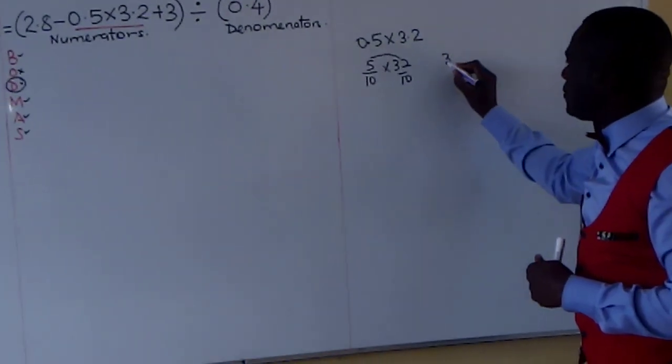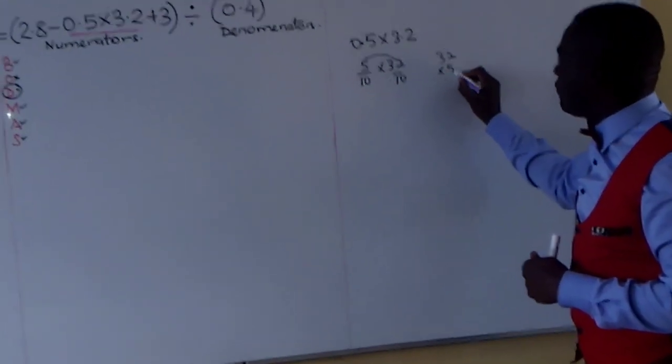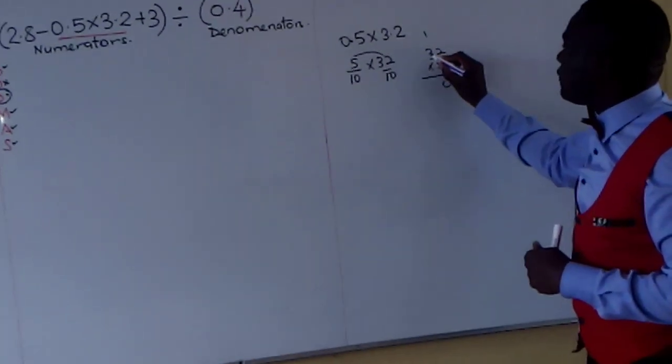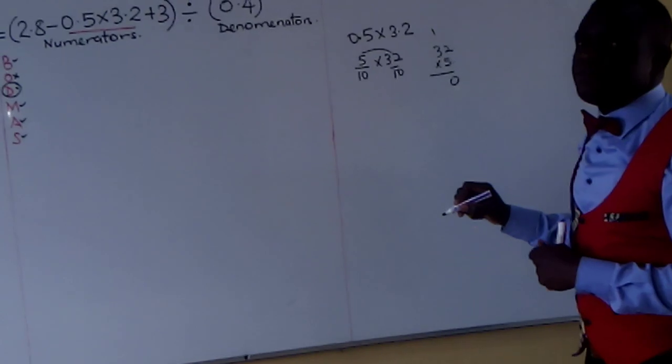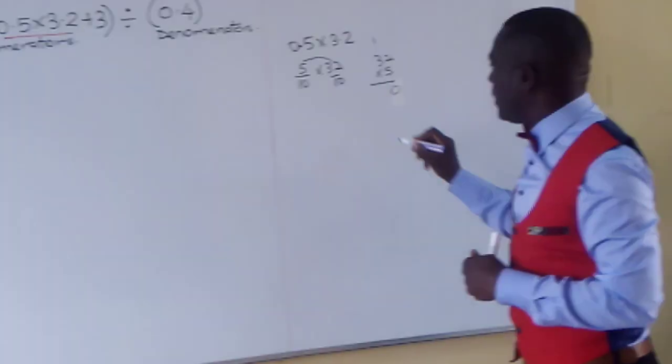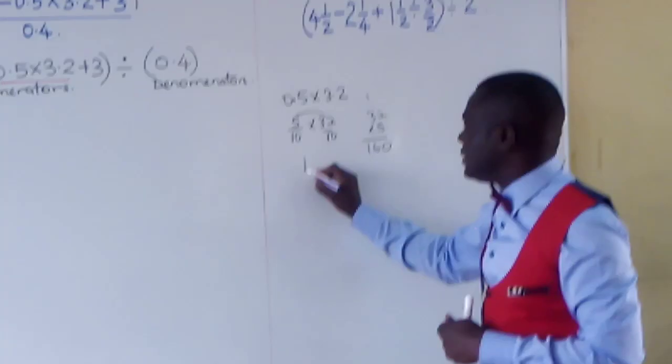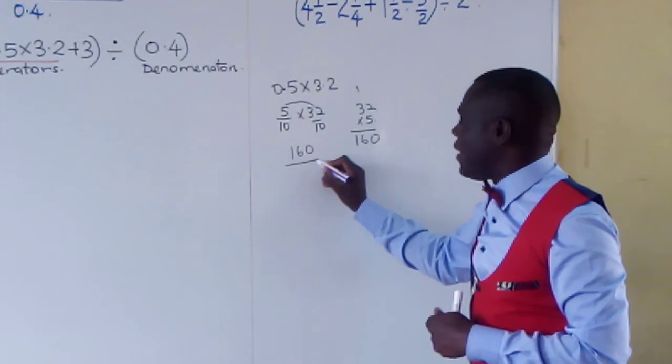And so, I'm going to multiply 5 by 32. So, it's 32 multiplied by 5. 5 times 2 is 10. Carry 1. 5 times 3 is 15, plus 1 is 16. Now I have 160 over 10.